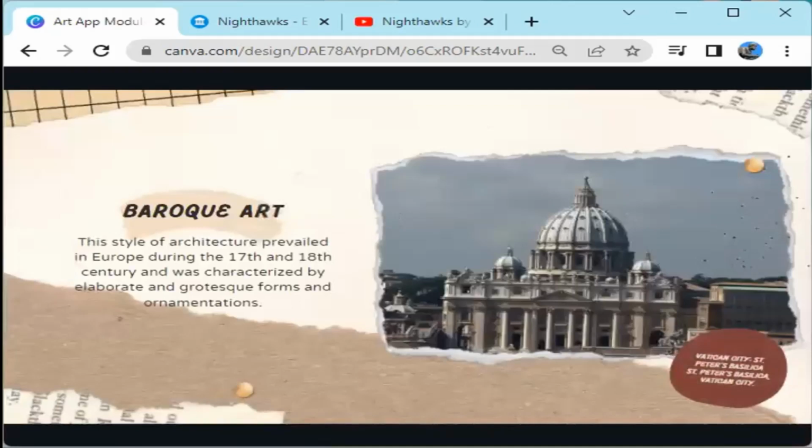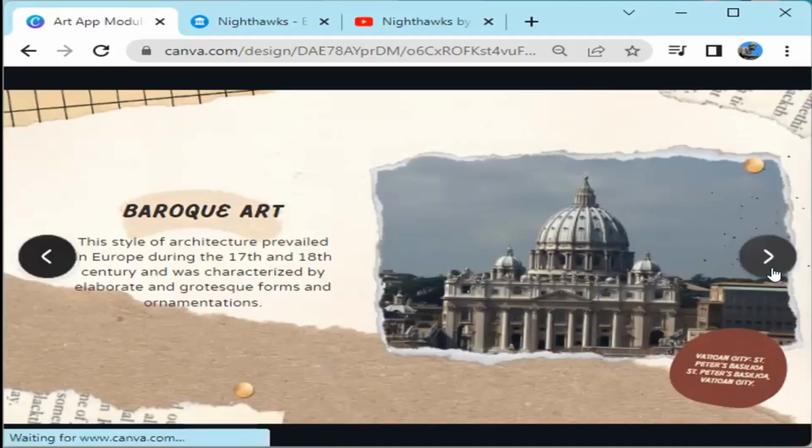Now, there are different types of art in terms of architecture and painting. So let's start with Baroque art. Baroque art, as a style of architecture, prevailed in Europe during the 17th and 18th century and was characterized by elaborate and grotesque forms and ornamentation. So this is a sample of Baroque architecture as seen in Saint Peter's Basilica in Vatican City in Rome.